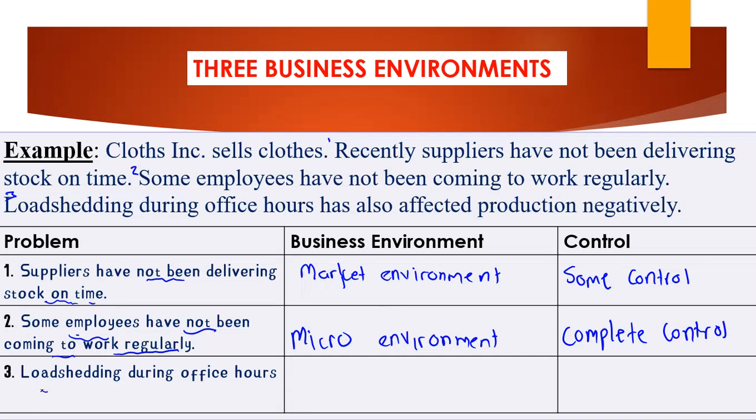Finally, the third problem, the load shedding during office hours. So obviously, load shedding is an economic issue. It could also be political if you think of ESKOM. So these would happen in the macro environment. And in the macro environment, we have no control.